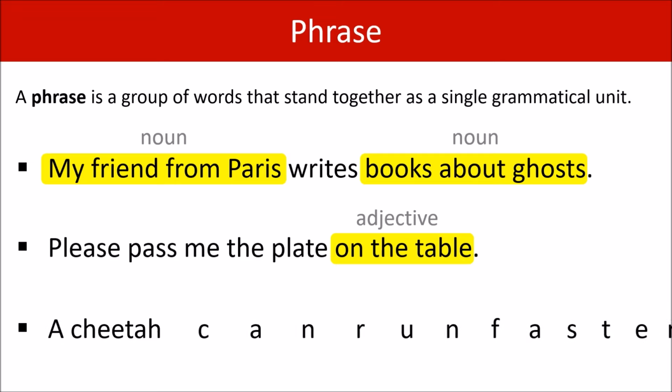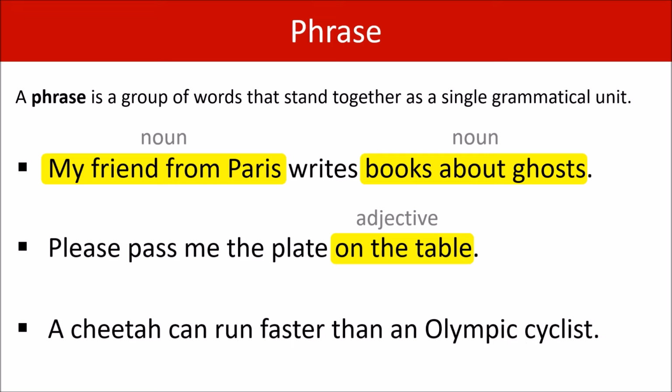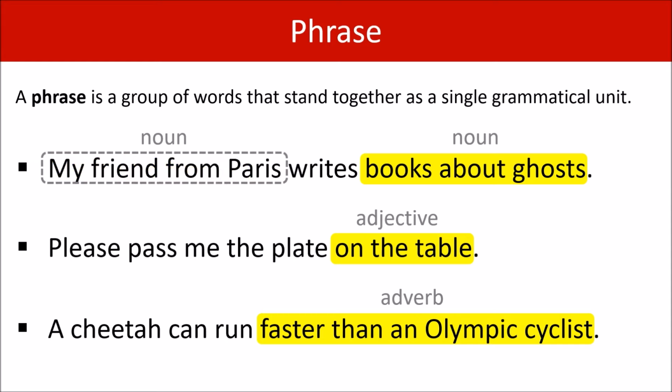Here's another example. A cheetah can run faster than an Olympic cyclist. Faster than an Olympic cyclist. This phrase is functioning like an adverb. It is describing the verb run. Now, hopefully that was clear, but it is a little bit more complicated than that. Let's just look at all of these again.